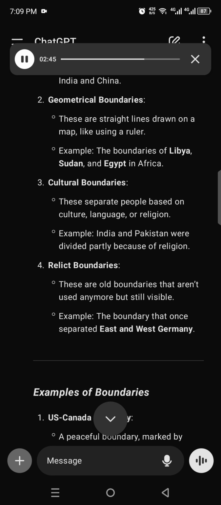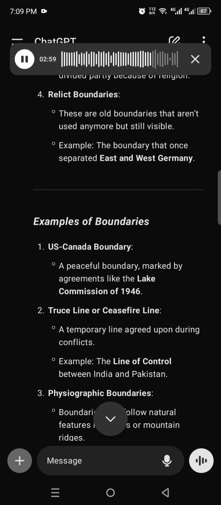3. Cultural boundaries. These separate people based on culture, language, or religion. Example, India and Pakistan were divided partly because of religion. 4. Relict boundaries. These are old boundaries that aren't used anymore but still visible. Example, the boundary that once separated East and West Germany.